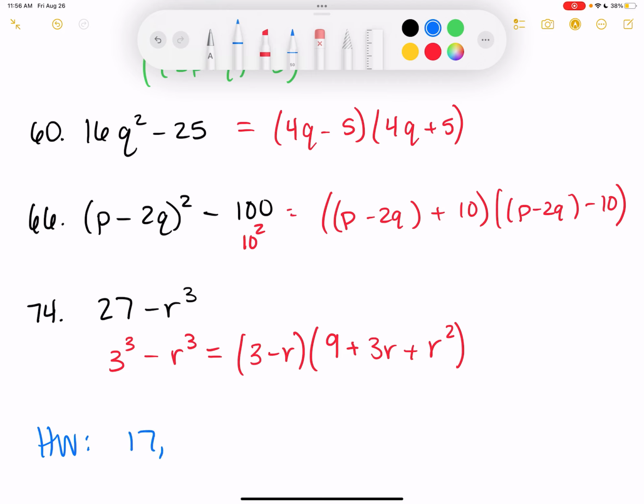17, 25, 31. Oh no, I like 25. I wrote my letters wrong. I dare say 25 is my second favorite number. 35, 49, all right, 59.